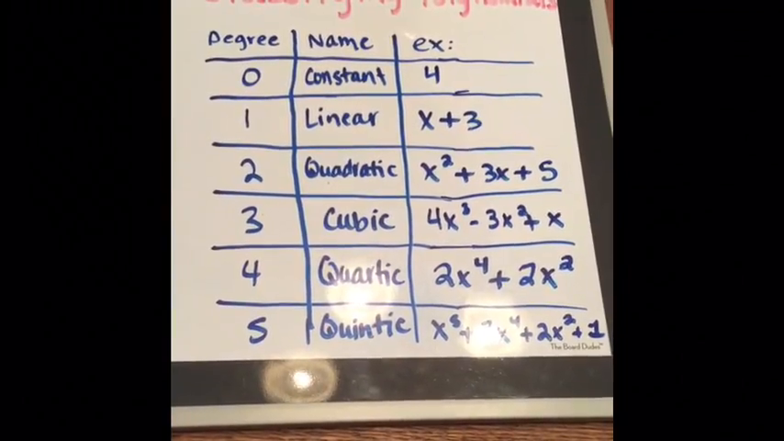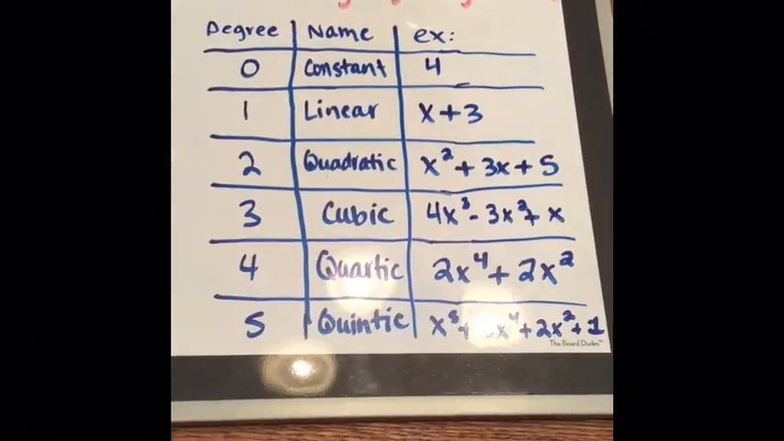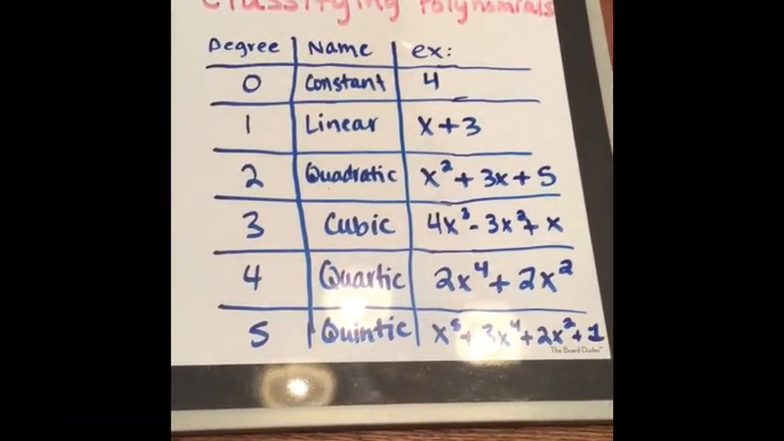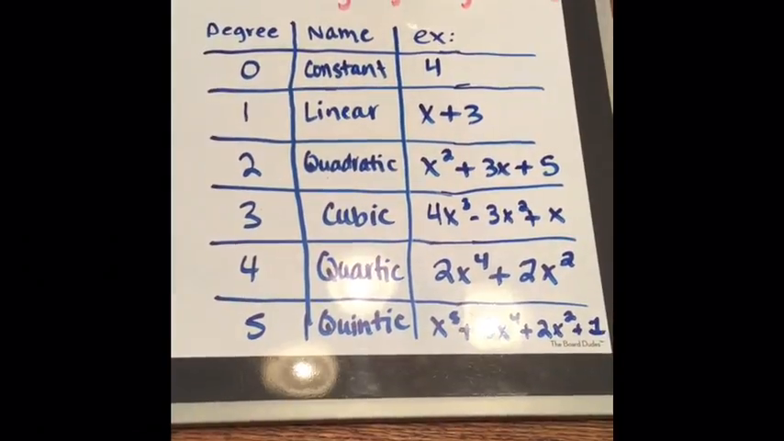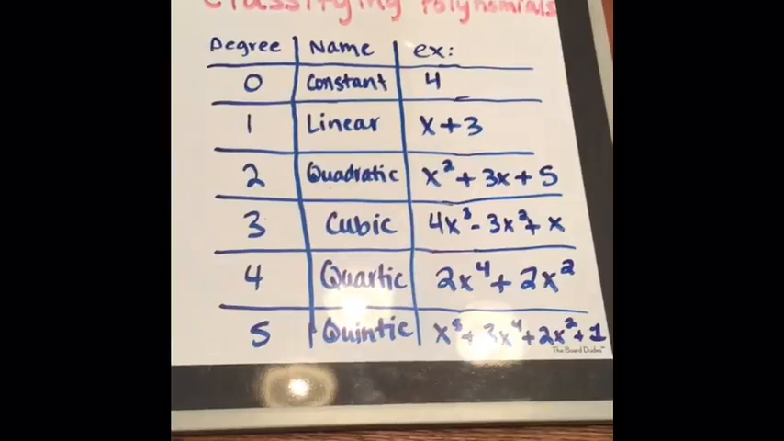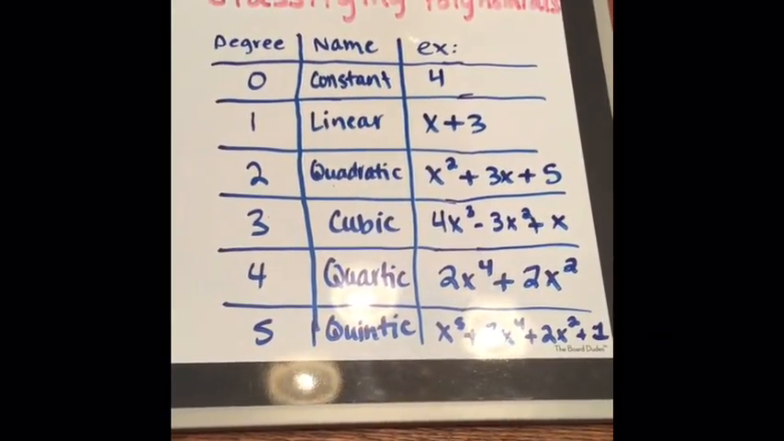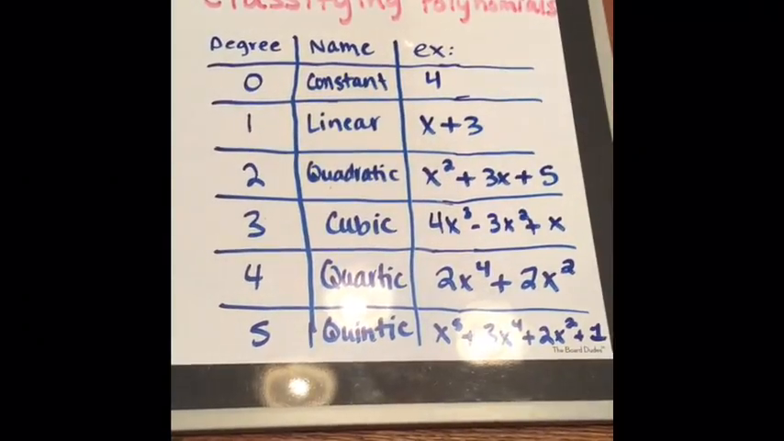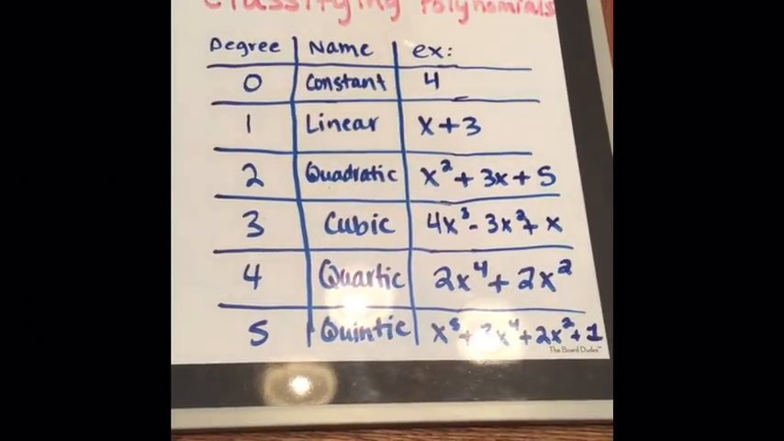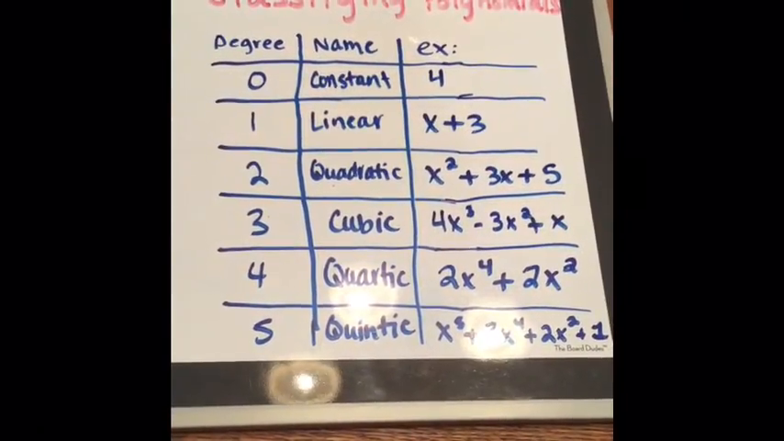Different ways to classify polynomials. The first one would be with a degree of 0, it's a constant, for example, 4. Then your next one is with a degree of 1, which is named linear, which is x plus 3. With a degree of 2, it would be classified as a quadratic, for example, x squared plus 3x plus 5. A degree of 3 would be cubic, for example, 4x cubed minus 3x squared plus x.